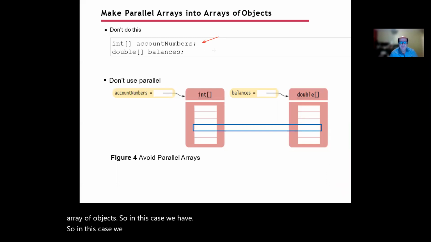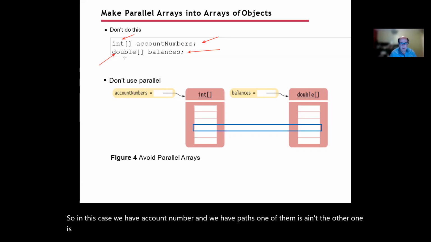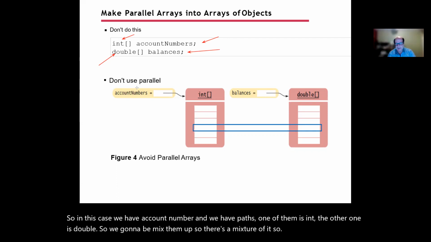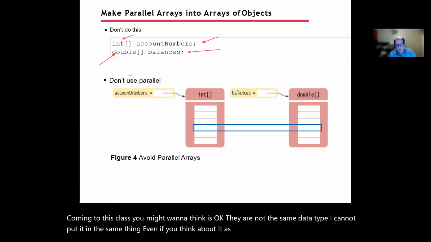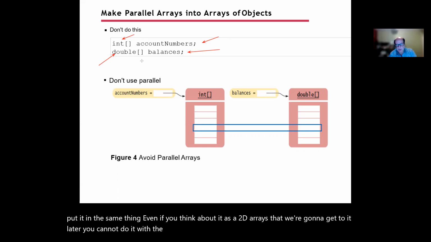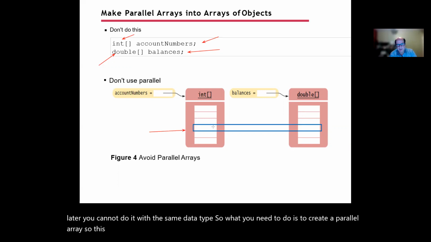So in this case, we have account number and we have balance. One of them is int, the other one is double. So we mix them up. So there's a mixture of it. Coming to this class, you might want to think and say, okay, they are not the same data type. I cannot put it in the same thing, even if you think about it as a 2D array that we're going to get to later. You cannot do it with the same data type. So what you need to do is to create a parallel array, so this index is going to have the account number and the related balance to it.